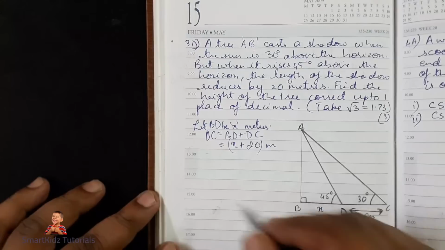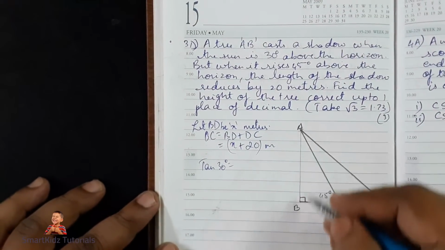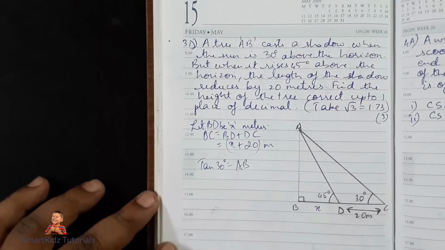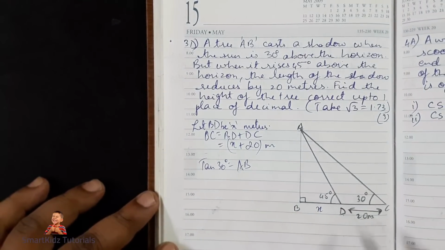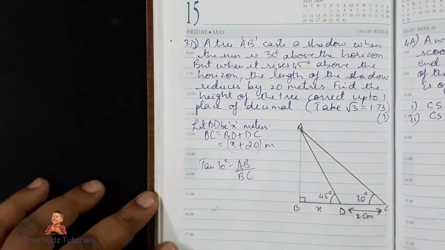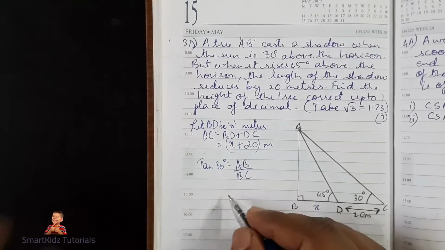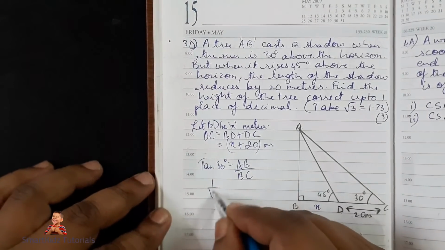Then we'll take tan 30. So tan of 30 degrees would be AB. So the reason why I'm taking tan 30 is to involve this AB. So AB upon BC. Okay. And tan of 30 degrees is 1 upon root 3.